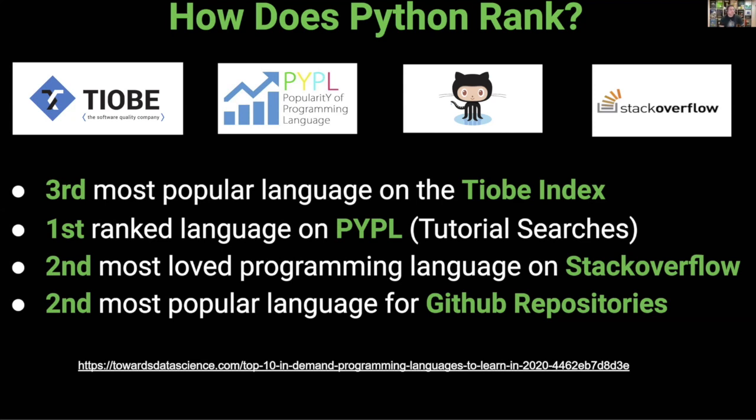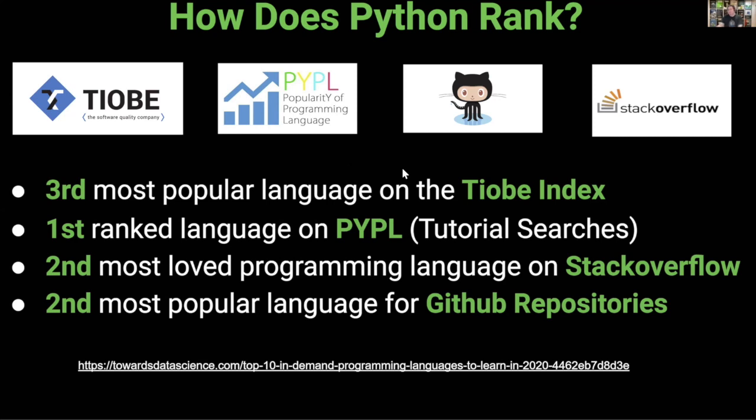It's the first ranked language on PYPL, and this is specifically for tutorial searches. So where are new programmers and software engineers, what are they learning? Python is number one on that list right now. It's considered the second most loved programming language on Stack Overflow. Anyone know the first? No. Rust, which is interesting because Rust doesn't have quite the following yet that Python does. It's number 8 according to the Octoverse report, and Python is climbing the charts on that list very quickly. It's the second most popular language for GitHub repositories. So needless to say, Python is not going anywhere.